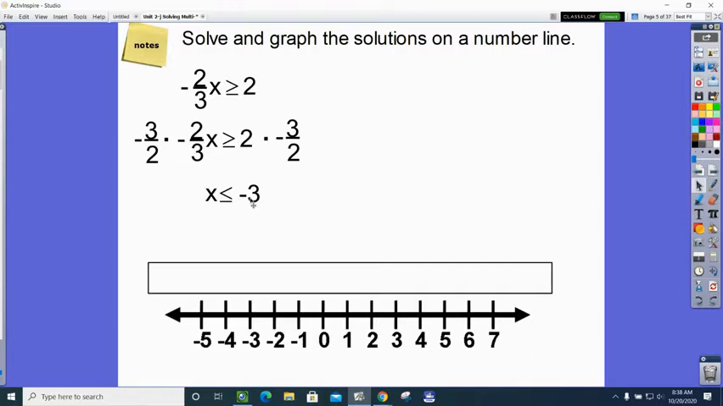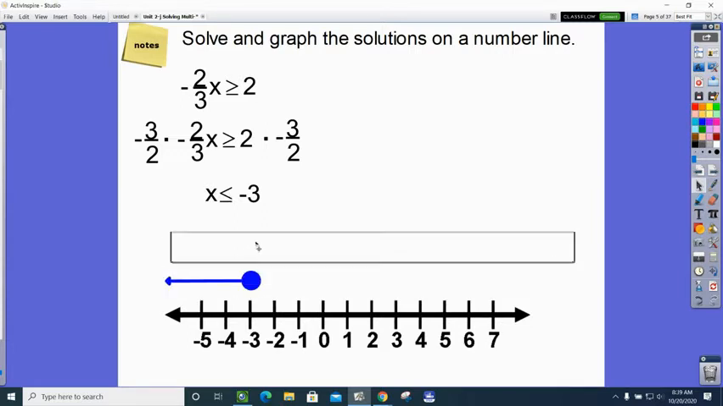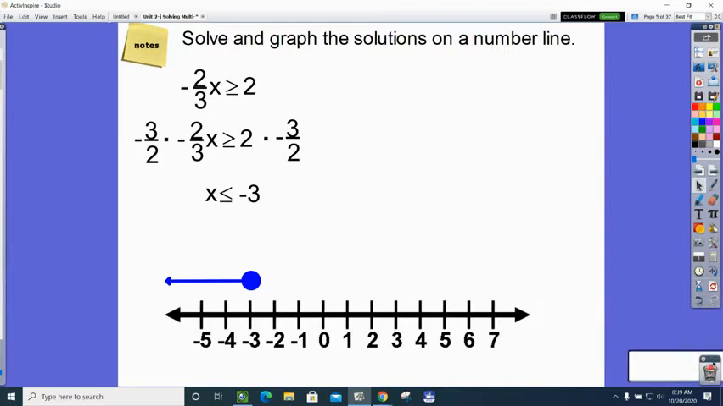So the mistake here would be to have a greater than. And I'll talk about how you can catch that in a minute, okay? So here I would put a solid point and all numbers less than negative 3, and that's how my graph would look.